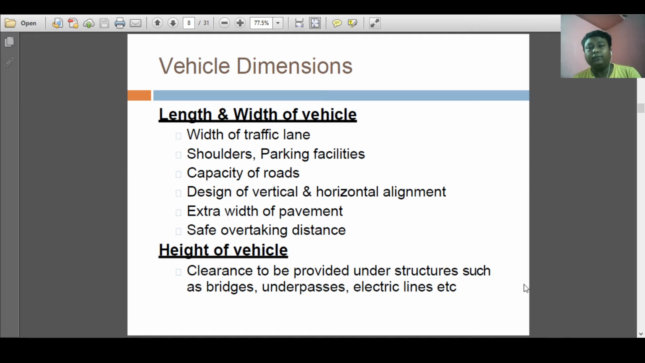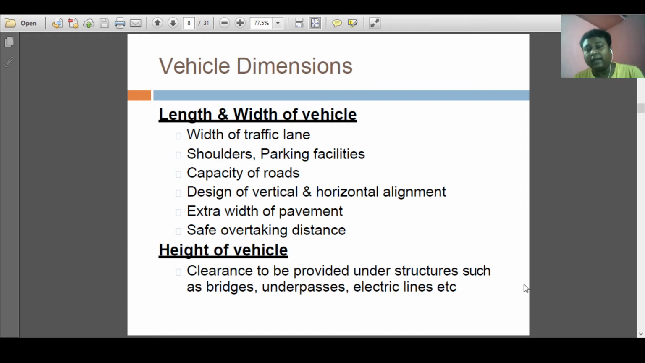So the length and width of the vehicle, the width of the traffic lane, shoulder, parking facilities, capacities of the road, design of the vertical and horizontal alignment, extra width of pavement and safe overtaking distance. All these things have already been discussed in your previous classes. That is why I am saying in the prerequisite section that you should have some knowledge of highway design and traffic engineering. The shoulder, parking facility, capacity of the road, the vertical and the horizontal alignment should already be covered, so that you have some idea and can solve the problem very easily and smoothly on the basis of your previous knowledge.